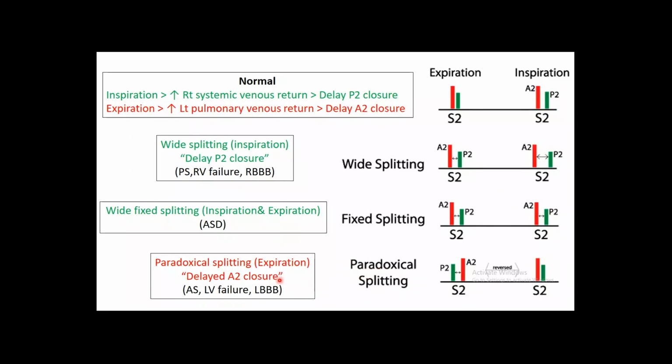Similarly, it might be caused by a mechanical problem in the aortic valve itself, aortic stenosis, mechanical pump failure of the pumping ventricle, which is the left ventricle in patients with left ventricular failure, or delayed electrical activation of the left ventricle as in patients with left bundle branch block. So if we ask the patient to take inspiration, then the splitting disappears. This is called paradoxical splitting, caused by aortic stenosis, LV failure, or left bundle branch block.